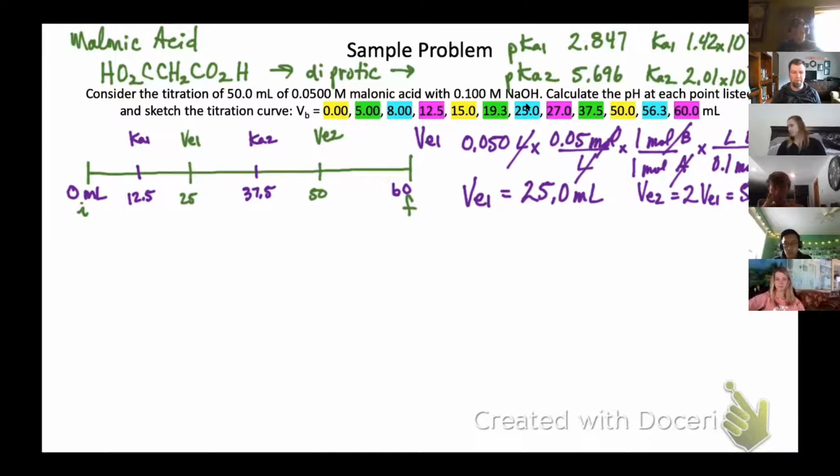So that's 50 milliliters. Now we can start adding on some volumes, because we know that Ka1 will come halfway to the first equivalence volume, and Ka2 will come halfway between the 2 equivalence volumes. And we know from the list of numbers in the sequence that 60 milliliters is our final volume. So we've got some points on here, and this is the place to start, right?